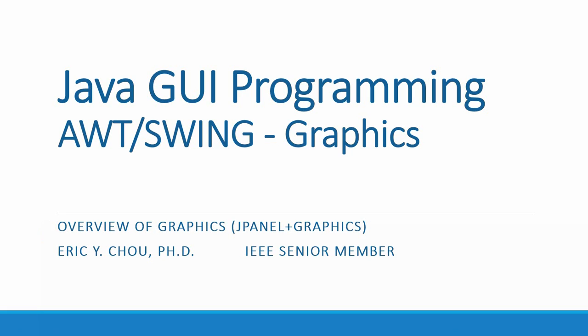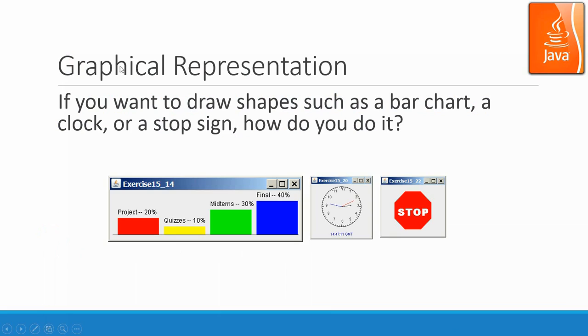In this lecture, I'm going to talk about an overview of graphics, JPanel plus graphics. Graphical representation: if you want to draw shapes such as a bar chart, a clock, or a stop sign, how do you do it in the Java Swing environment?